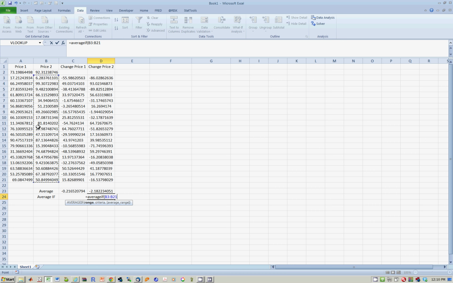So these are the prices of stock number 2. Then what I want is the criteria, and the criteria says it should be bigger than 30. Oh, sorry, this is here, and then the average of the changes in prices. So right now what you're saying is take the average of the change in price of stock number 2 for those changes when the price of stock number 2 was greater than 30, and there is your answer.